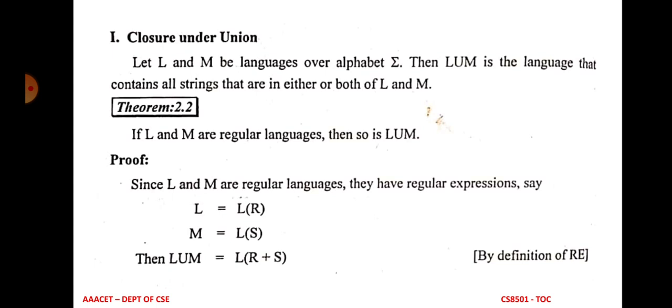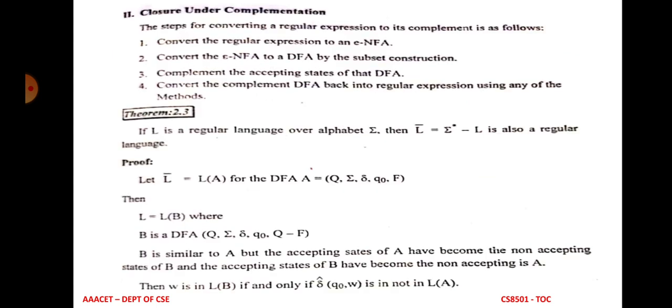So then, applying the union operation to both regular languages, L union M is equal to L of R plus S. That is, we perform the union operation on both regular expressions, R plus S, which also belongs to the input alphabet sigma. So this is the theorem and proof of the first property, closure under union. The second property is closure under complementation, or the complementation of a regular language is regular.